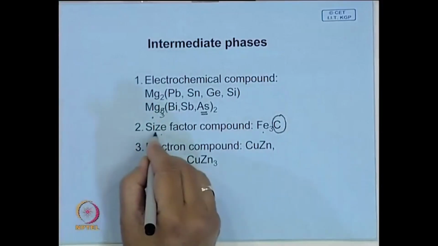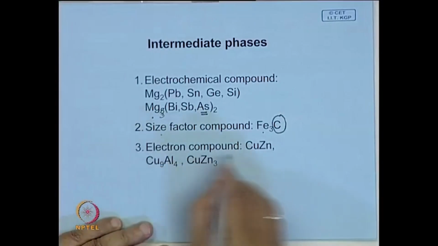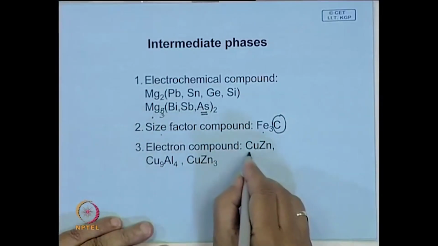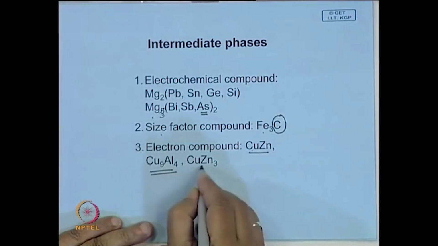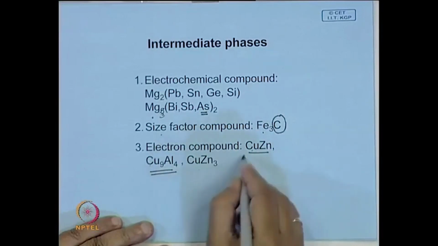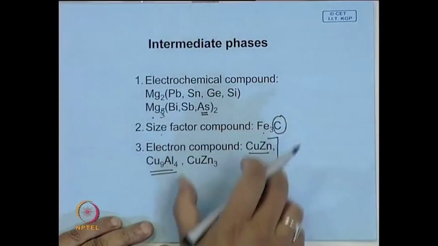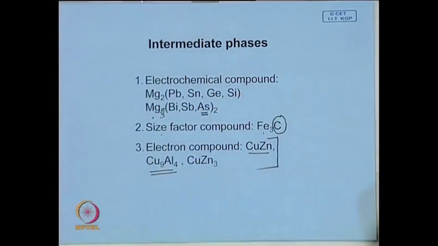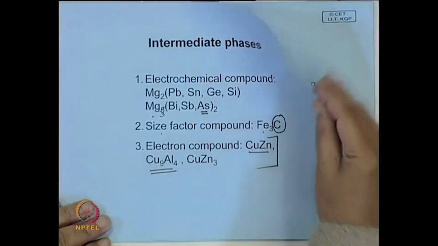Therefore, they derive a different name, size factor compound. Likewise, you have another type of intermediate phase called an electron compound, like the copper zinc or copper aluminum alloys, Cu9Al4 or CuZn3. Look, they do not come in the order of valency; valency does not play a role. So, we cannot say that an electrochemical bond is forming. This belongs to another class of intermediate phase.